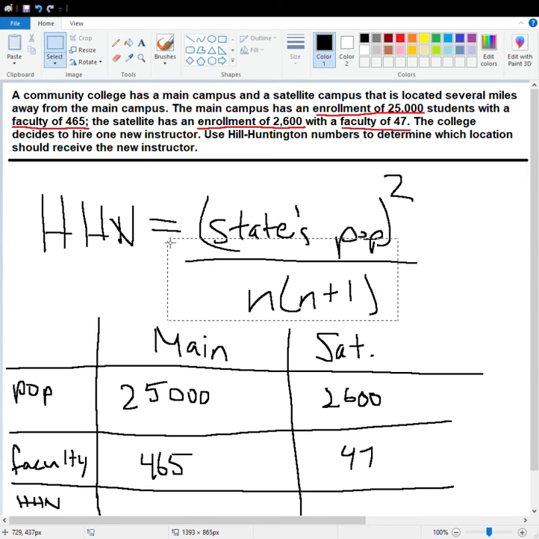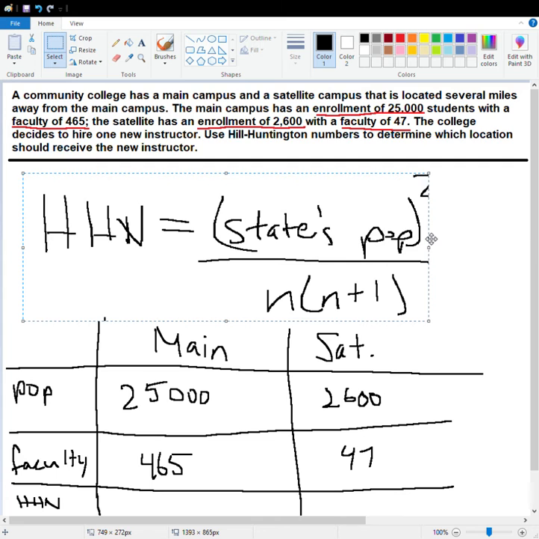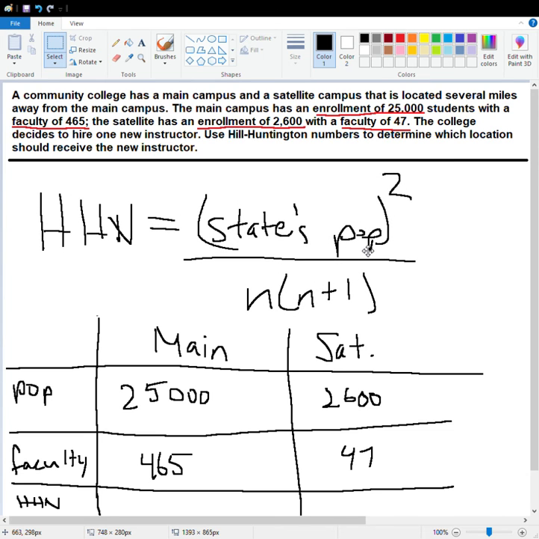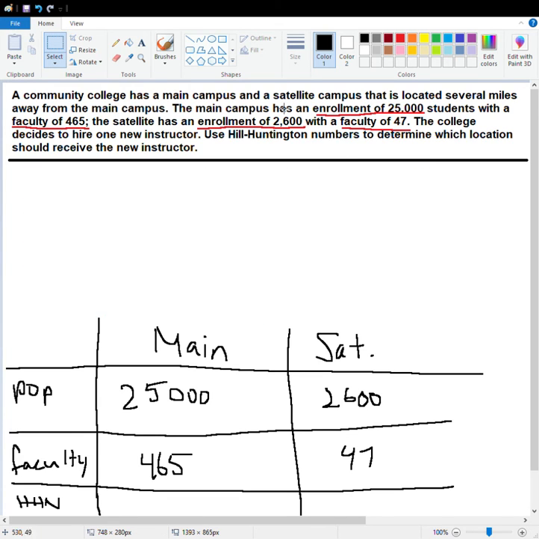So let me just grab that. And where should I put this? Oh, we'll just delete it. I mean, we kind of know what it is already, so we'll just delete that. So we have state's population squared over n times n plus 1. Alright, I hope you remember that.